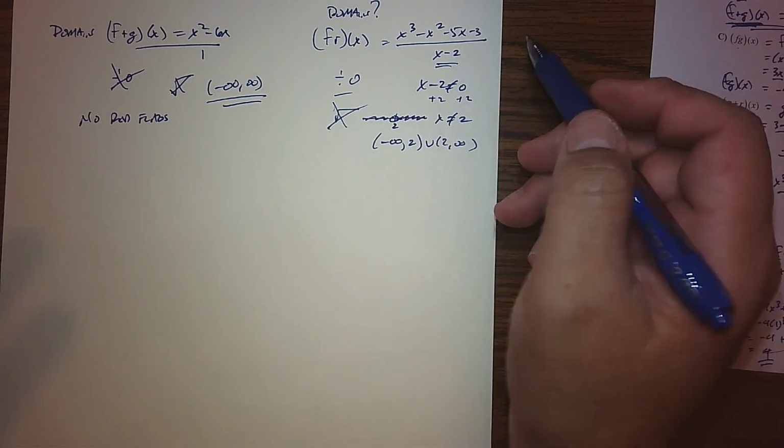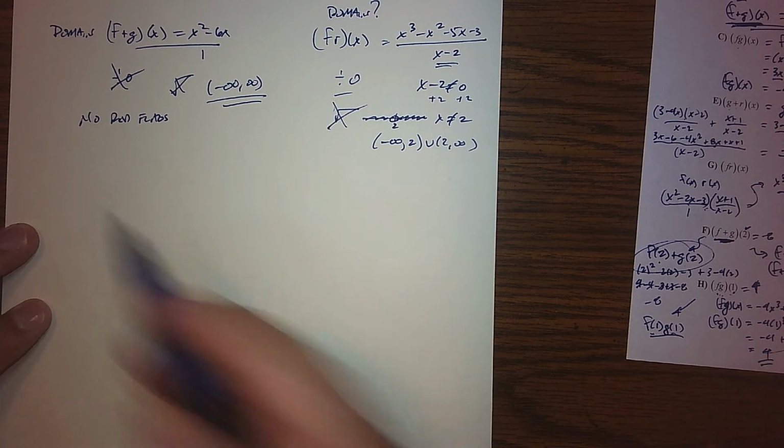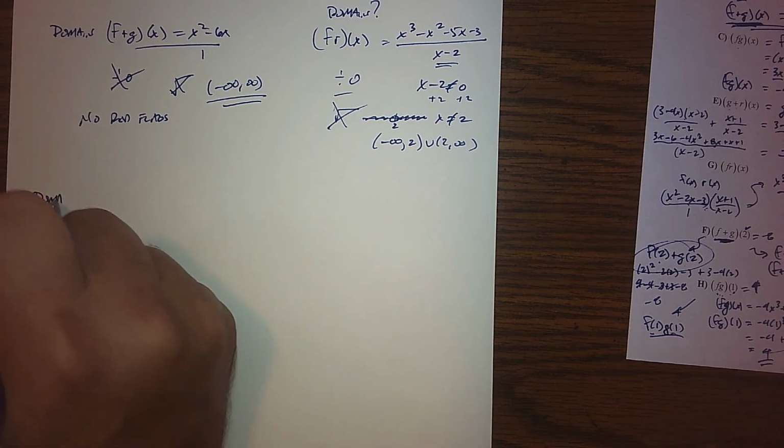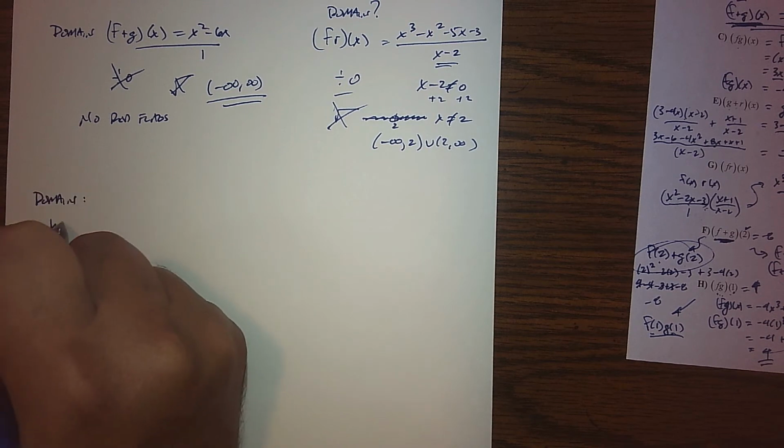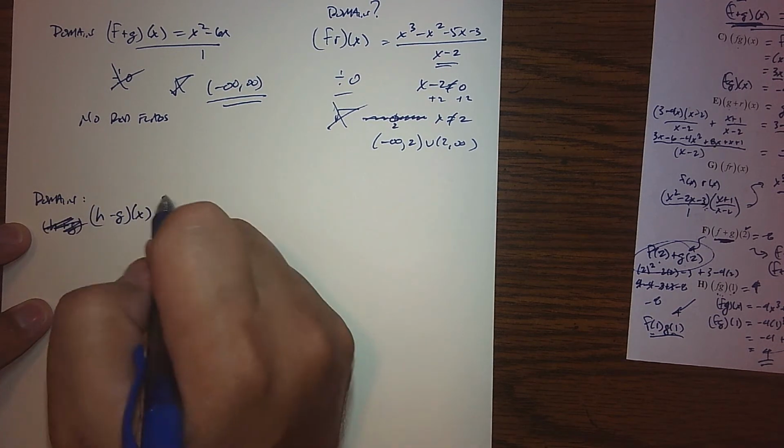So again, the best approach is just find the function, and then once you've found it, use our previous knowledge about domain and ranges to get us going. What about the domain of, let's say, h plus g, or actually, excuse me, h minus g of x? What's the domain of that function?